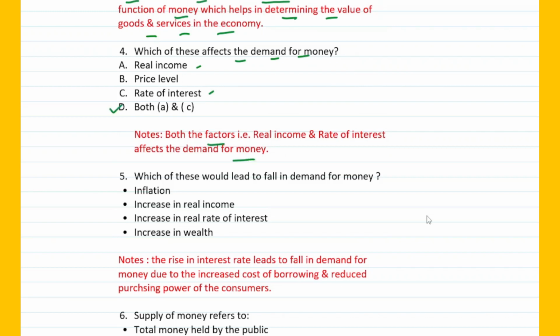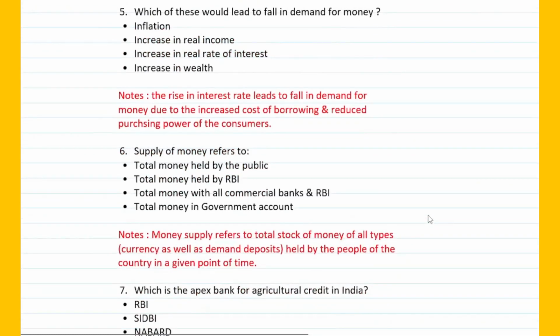So technically the answer should be option D, right? Price level doesn't have any impact on the demand for money, right? So the correct option should be option number D. Let's move on to the next one.